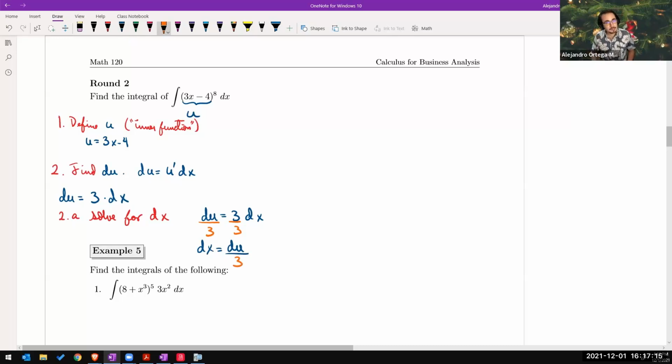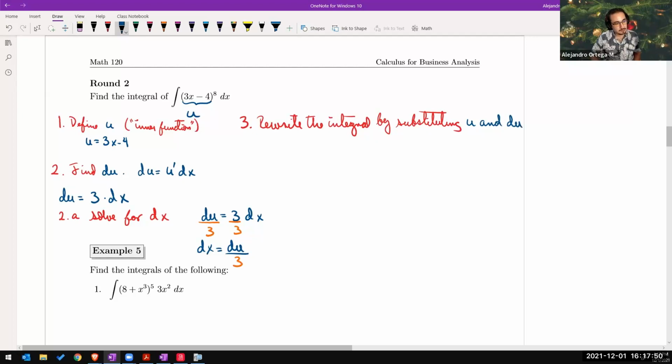All right, so now that you've done this, you are about 60% done. But we're pretty good because this is the tricky part. All right, so the third step is now to rewrite the integral by substituting u and du, or sorry, dx. Because technically we already found what the dx is right here.